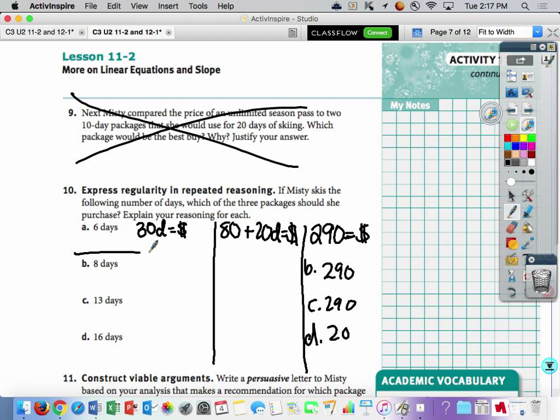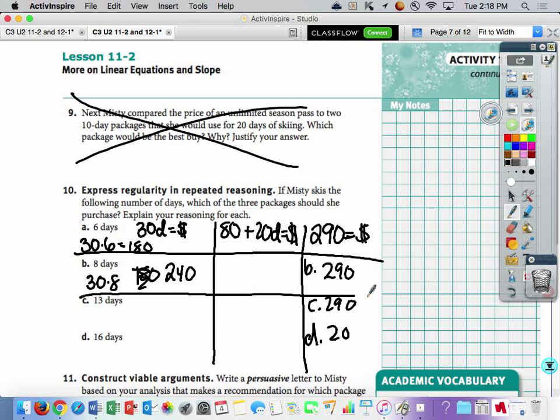For this one, we're going to have to plug it in. So we're going to have to do 30 times 6, put the 6 in the D spot, that's going to be 180. Okay, then we're going to do 30 times 8, that's all right, 30 times 8 is 240. Okay. Then we're going to do 13 times 30, which is going to be 390. Then we're going to do 30 times 16. I'll let you do that one on your own.